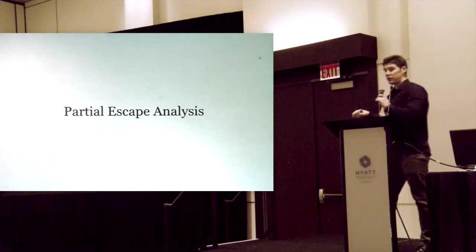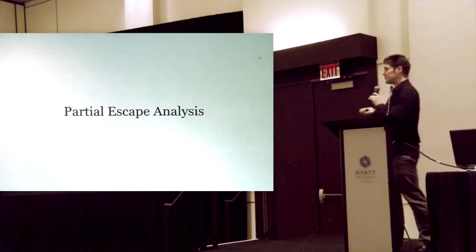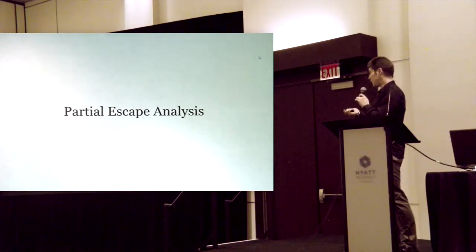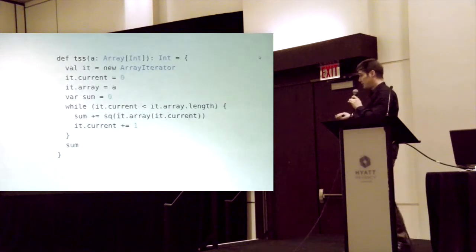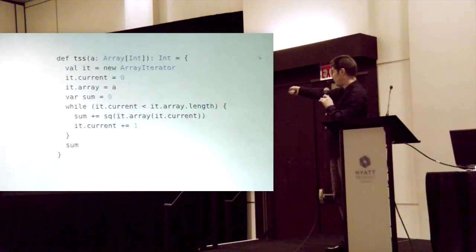And another important optimization in this context is partial escape analysis and scalar replacement. This is best shown on this example of the total sum of squares method, which this time takes an array of integers, and then we create an iterator. And then you can see here the constructor code of this iterator, which has been inlined at this point, which sets the current index of the iterator to 0.